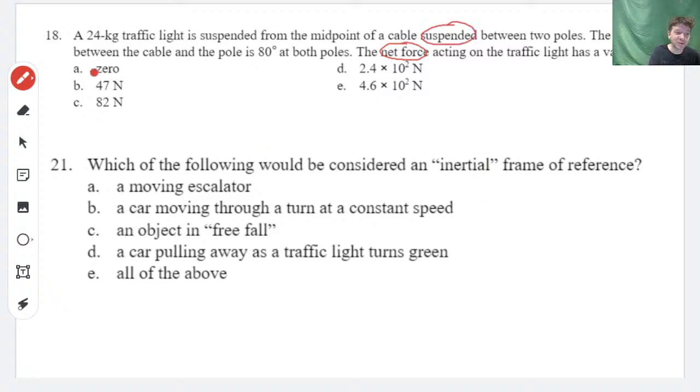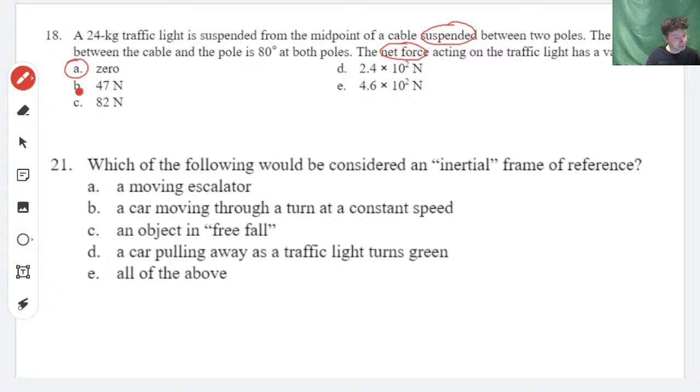It wants to know the net force, and it tells you you're suspended. Therefore, the net force must be 0. No calculations required. So don't spend too much time on a question like that. Read it carefully. Reading a question slowly and carefully can save you time in the long run. So don't rush.